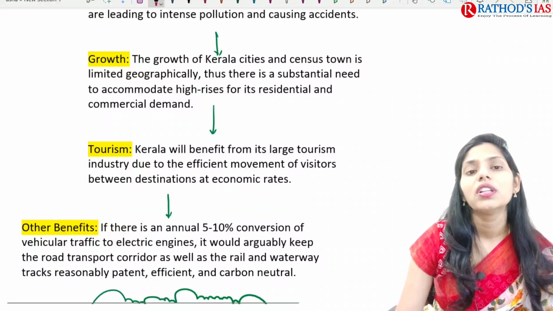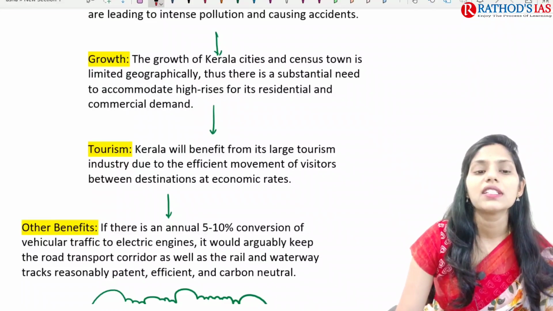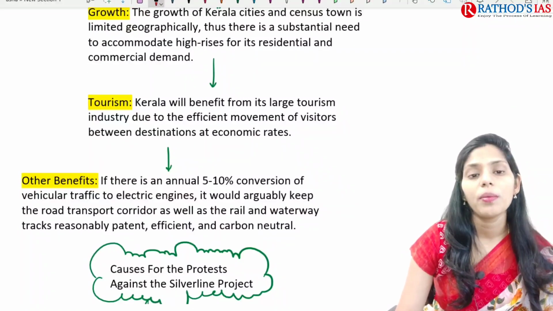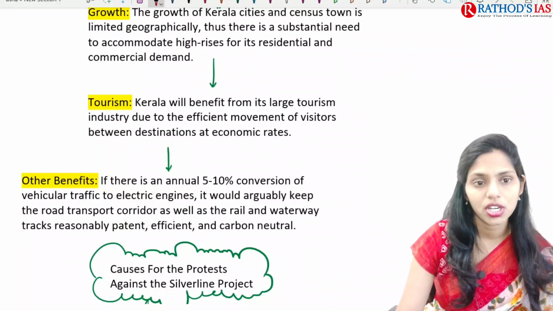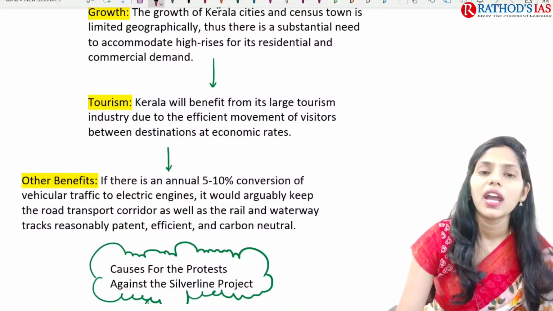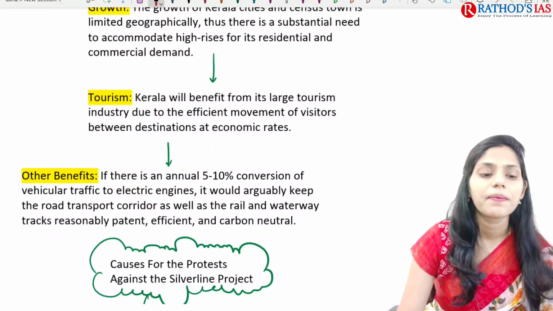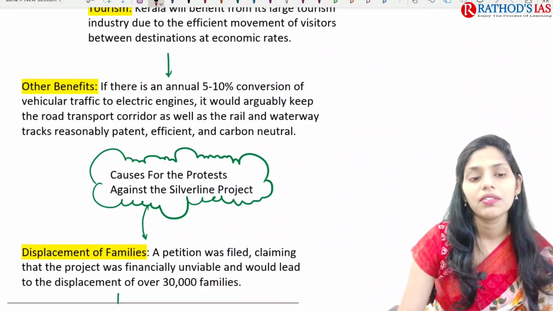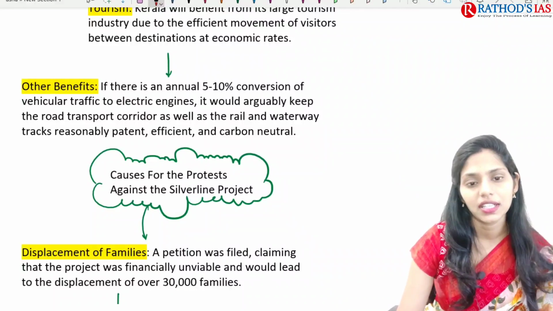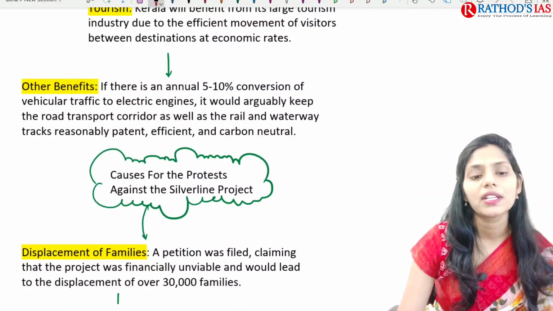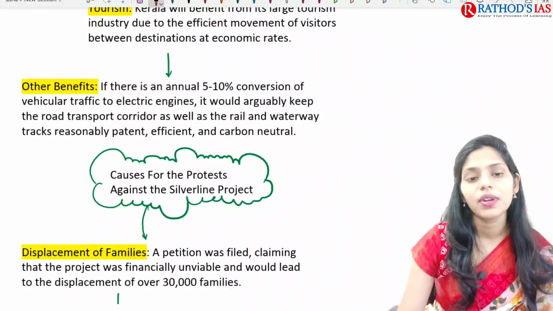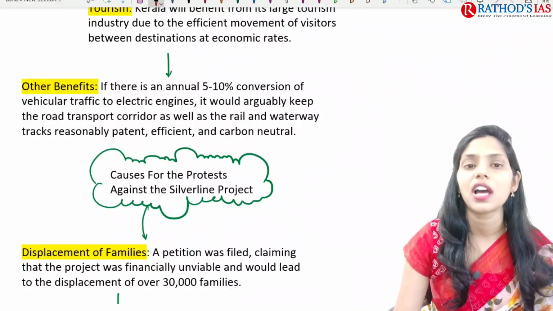If you're talking about growth, the growth of Kerala cities and census towns is limited geographically. Because of this, there is a substantial need to accommodate high rises for residential as well as commercial demand. Talking about tourism, Kerala will benefit from its large tourism industry because of the efficient movement of visitors. There are also other benefits like conservation of vehicular traffic as well as electric engines. We are going to keep the road transport corridor as well as rail and waterway tracks reasonably under pressure, efficient and carbon neutral.